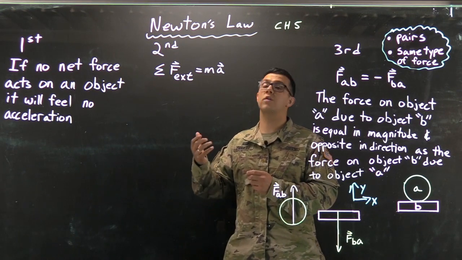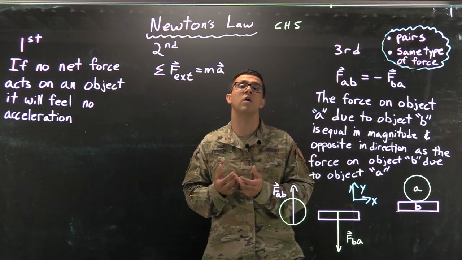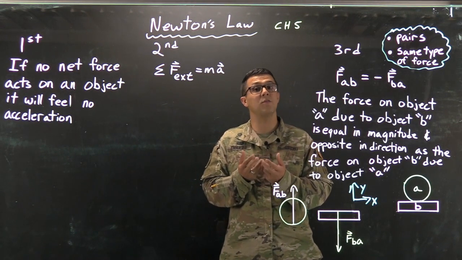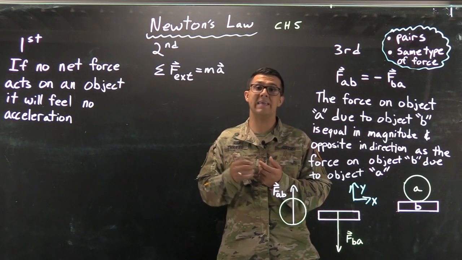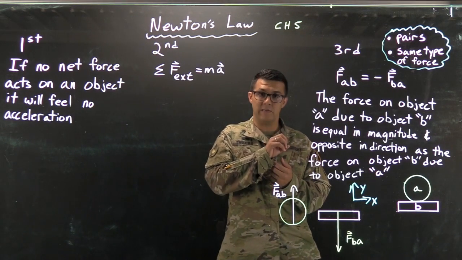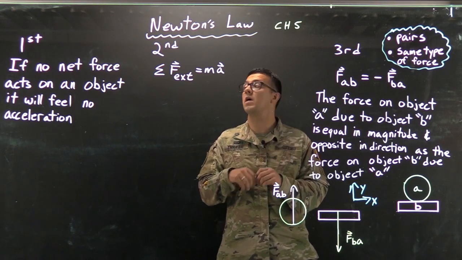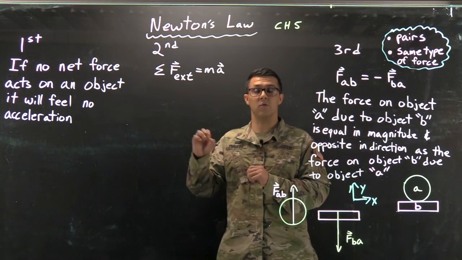The second one is the word acceleration. Now, acceleration, remember, we're talking about speeding up or slowing down. So if an object is not accelerating, it can either be stationary or it can have a constant velocity, right? So it's not speeding up or slowing down, it is staying constant, and the acceleration is 0.